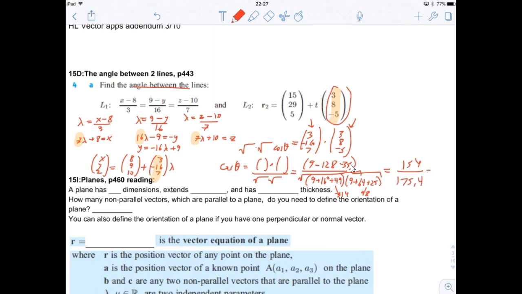And that gives you a ratio of 0.878. And then if you take the inverse cosine of that, that gives you an angle of 28.6 degrees. Okay, so that is the answer.